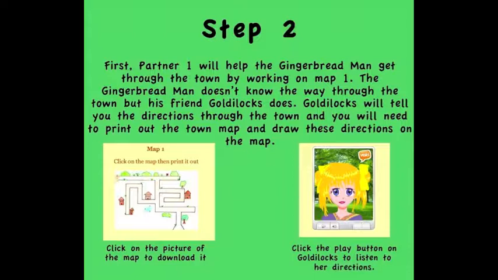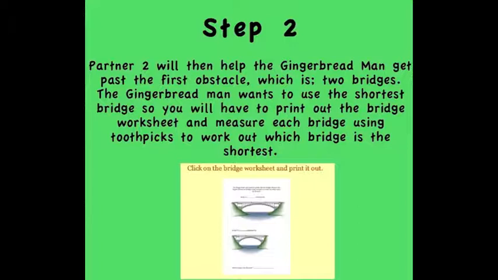Goldilocks will tell you the directions through the town, and you will need to print out the town map and draw these directions on the map. Click on the picture of the map to download it, and click on the play button on Goldilocks to listen to her directions. Partner 2 will then help the Gingerbread Man get past the first obstacle, which is 2 bridges.